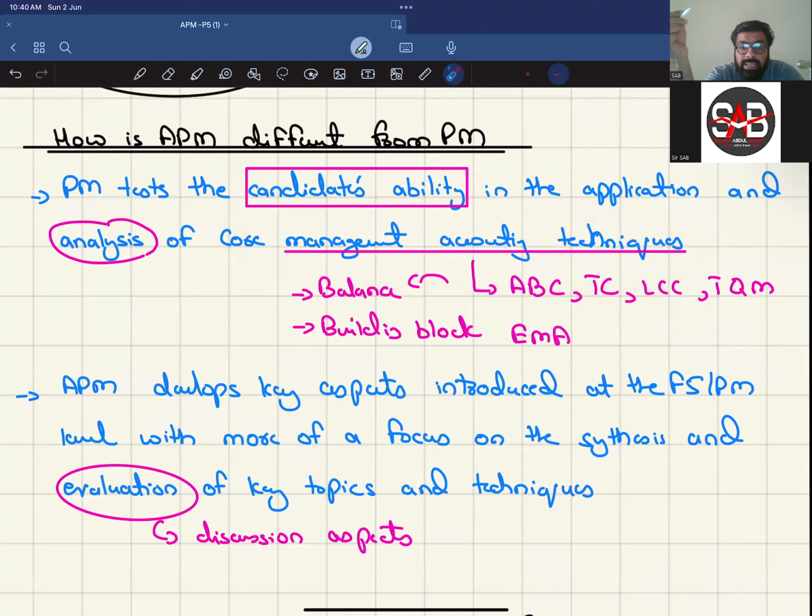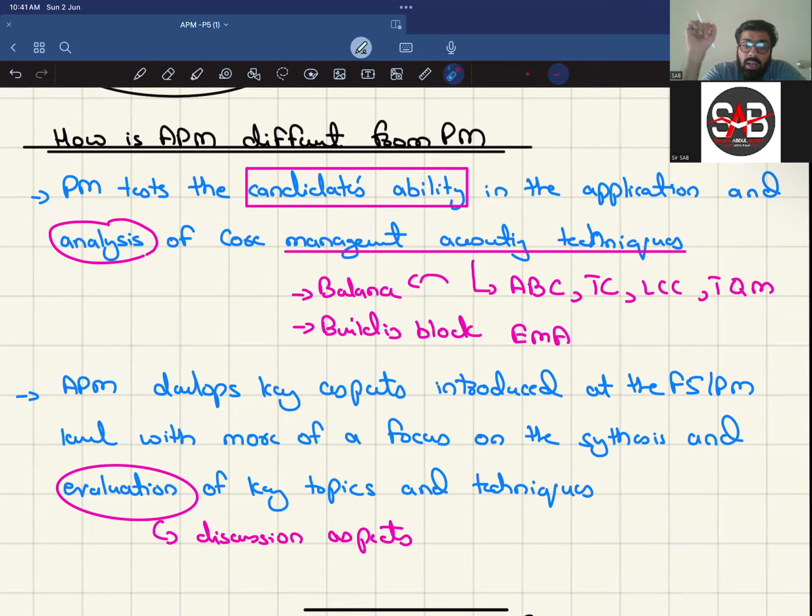Now, what are these techniques? These techniques are ABC, target costing, life cycle costing, TQM, environmental management accounting, balanced scorecard, and the building block model. In the PM paper, what you do there is basically understand the application and analysis for these techniques.